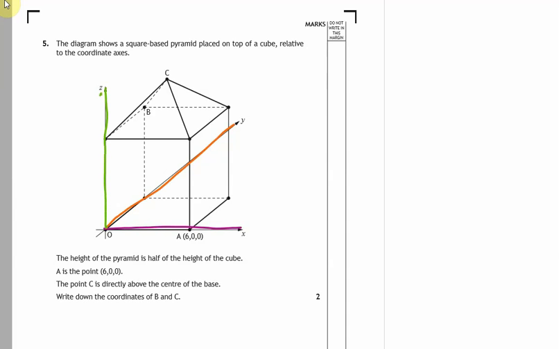Oh, look at that! That was quite good. Not bad. Not bad at all.